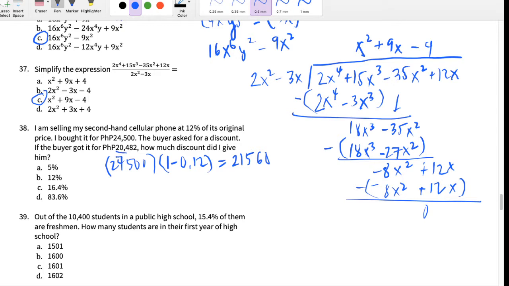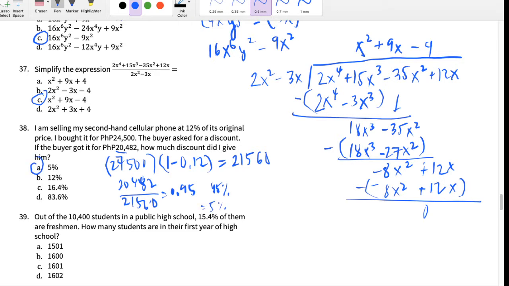Okay, so, may two ways tayo to solve that. One is, isolve muna natin kung ilang percent ito ng base natin, which is 21,560. 20,482 over 21,560. Okay, if you divide this, you should get 0.95. Okay? Ito yung binayaran niya. So, ibig sabihin, 95% yung binayaran niya. Okay? So, I will subtract this from 100. I will get 5%. So, the answer is letter A.